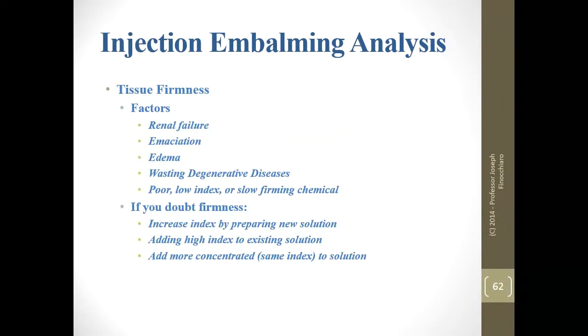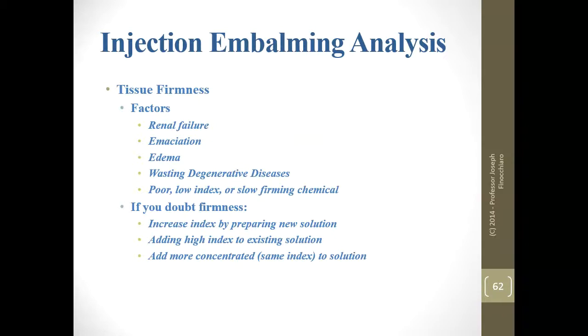So factors that can affect tissue firmness: renal failure, buildup of nitrogenous waste, ammonia byproducts, etc. Emaciation, the muscles themselves are in crap condition as a result of lack of nutrition. Edema, there's a lot of water, and that's diluting my chemical. Hence, I need to probably inject more or get some of the water out. Wasting degenerative diseases, kind of all the above. And poor low index or slow firming chemical. If you're using a slow firming chemical, do not expect it to firm quick.